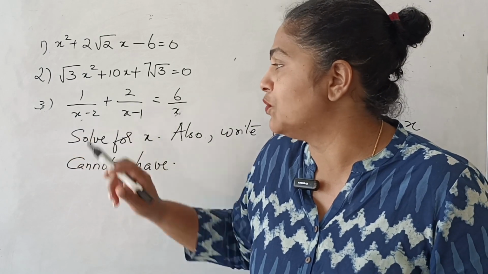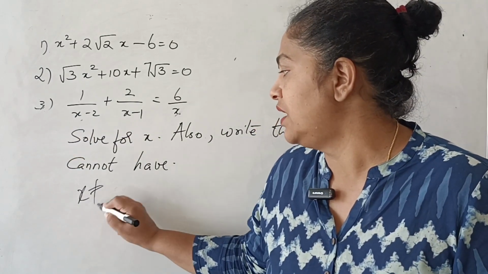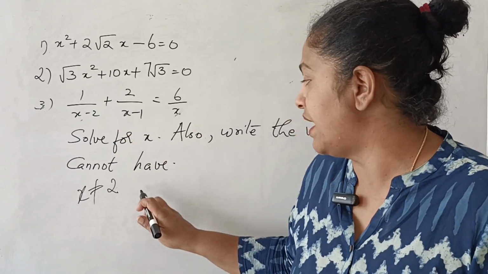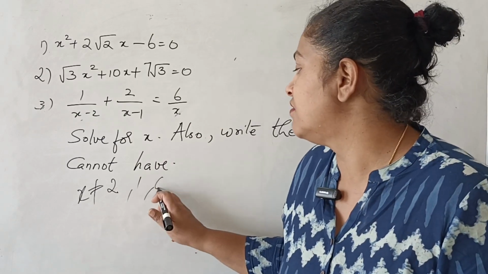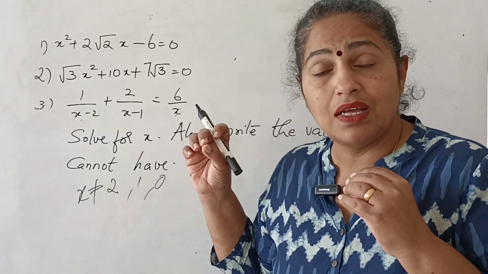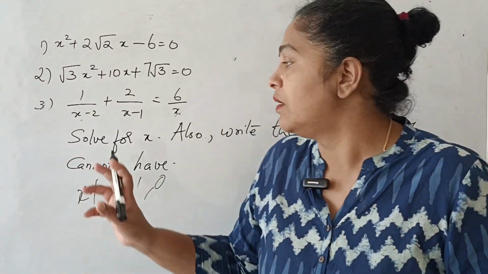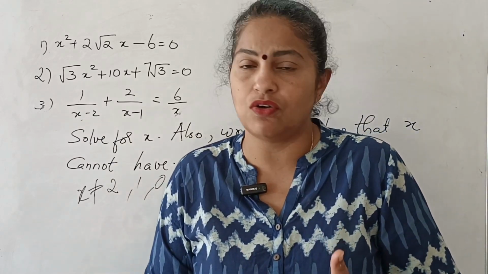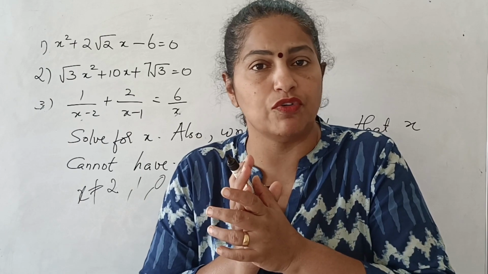If x is equal to 2, the denominator becomes 0. So x in no way can be 2. If x is equal to 1, the denominator will be 0. x cannot be 1. Also x cannot be 0. 0, 1 and 2 are three values which are definitely not possible for x, because if you put any of these values over here, the denominator becomes 0. So that particular operation is not possible for us.